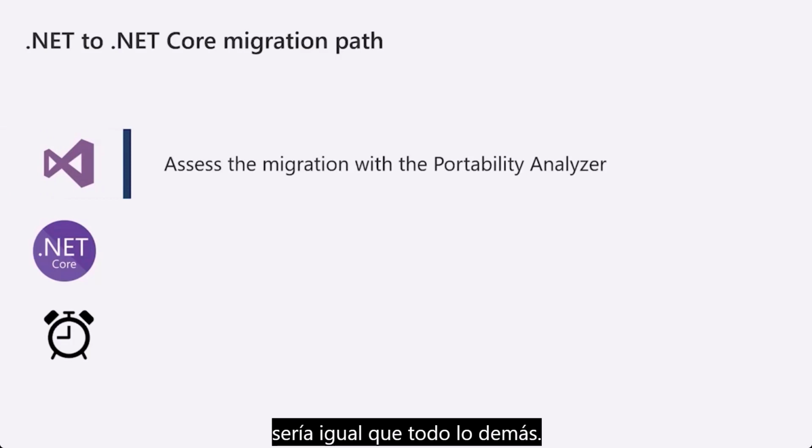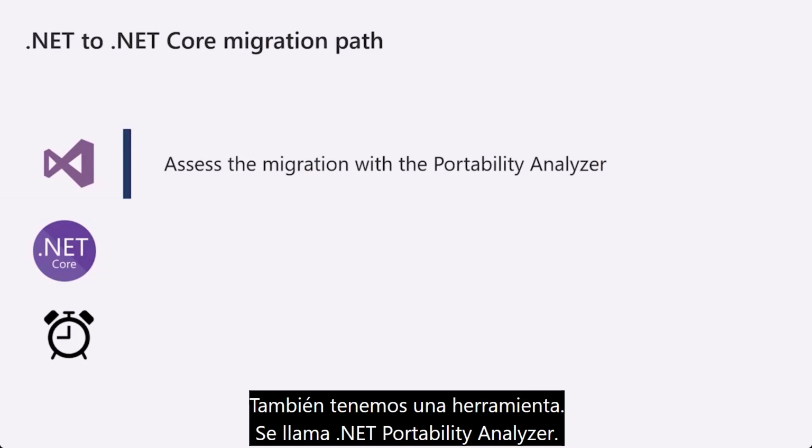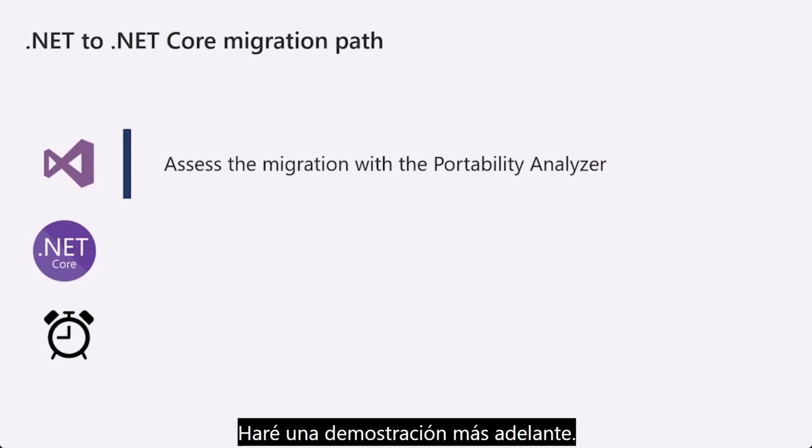The migration path for a .NET to .NET Core migration would be, just like with everything else, assessing the migration. And here we have a tool. It's called the .NET Portability Analyzer. I will show you a demo in a few seconds.